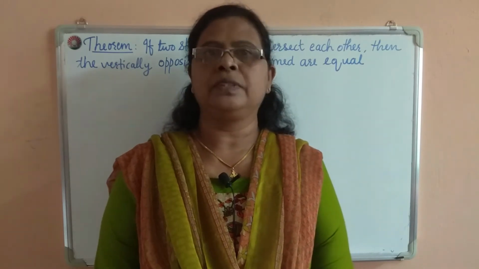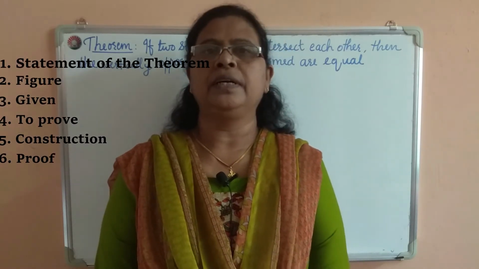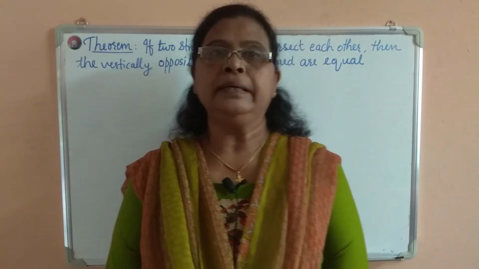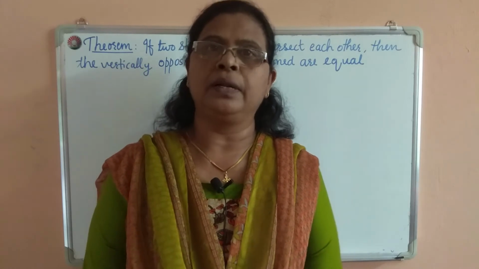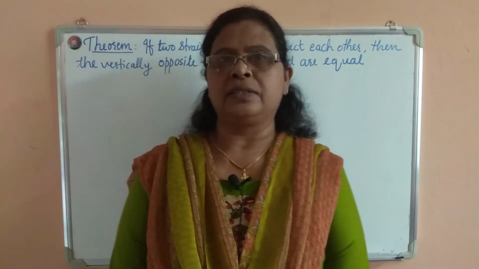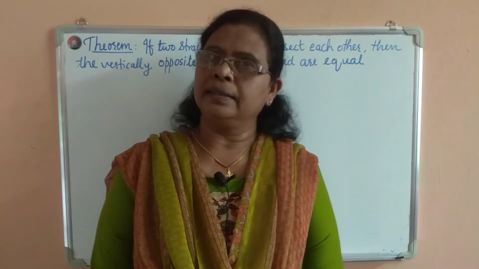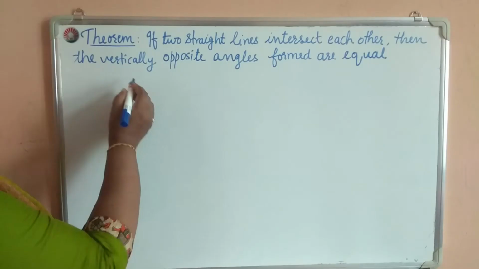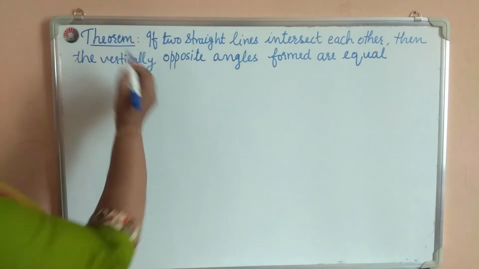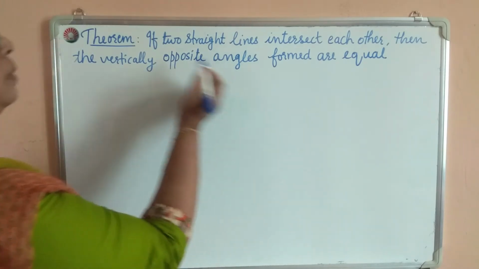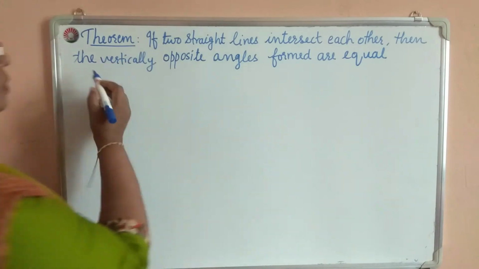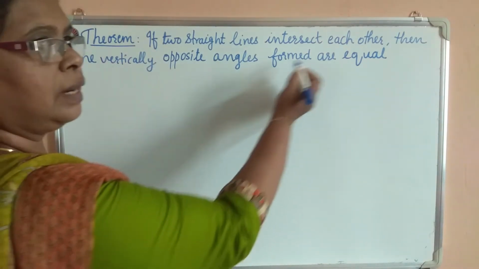They are statement of the theorem, figure, given, to prove, construction and proof. In this theorem, vertically opposite angles are equal, the step construction is not here because we are not doing any extra construction. All the other 5 steps are there. This is the first step, the statement of the theorem: if 2 straight lines intersect each other, then the vertically opposite angles formed are equal.